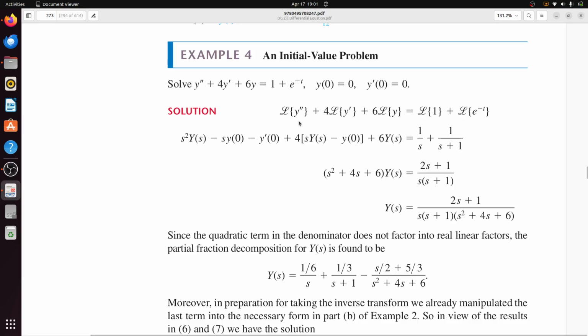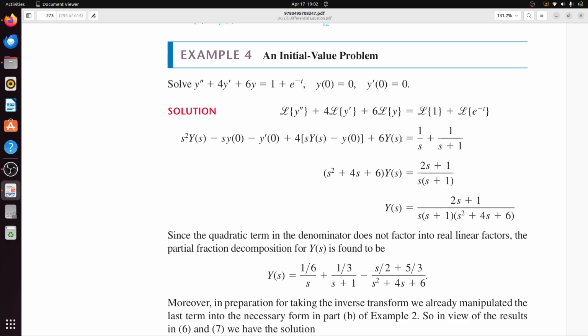So here, the Laplace transformation of d2y/dt square plus 4 into the Laplace transformation of dy/dt, and then 6 into y. When you take the Laplace transformations, from the first side you get s square Y(s) minus s y(0) minus y prime(0) plus 4 into (s Y(s) minus y(0)) plus 6 Y(s). Laplace transformation of 1 is 1 by s, and Laplace transformation of e power minus t is 1 by s plus 1. So the left hand side reduces to (s square plus 4s plus 6) into Y(s), equal to (2s plus 1) by s into (s plus 1).